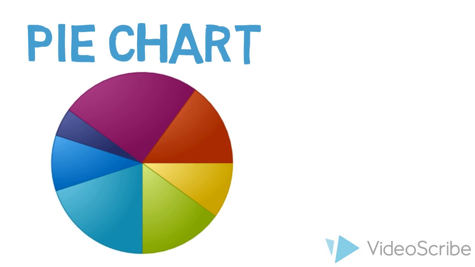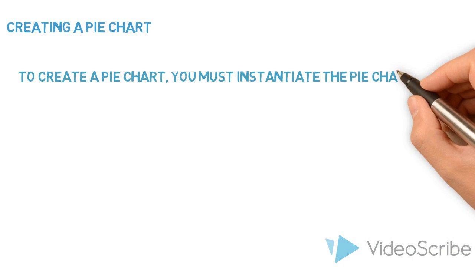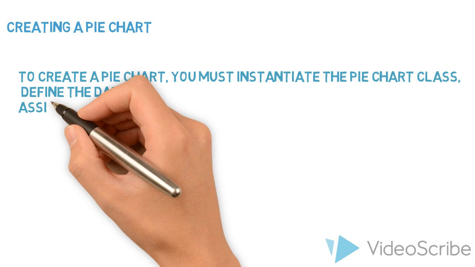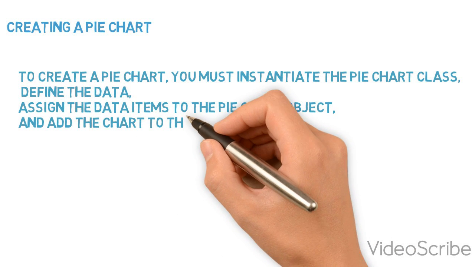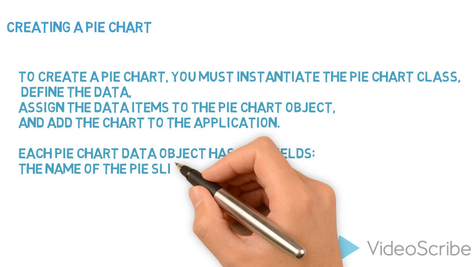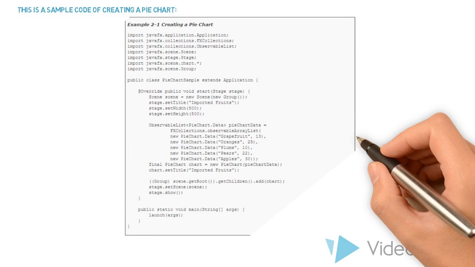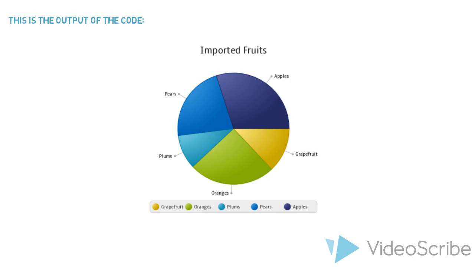Pie chart. Creating a pie chart. To create a pie chart, you must instantiate the pie chart class, define the data, assign the data items to the pie chart object, and add the chart to the application. Each pie chart data object has two fields, the name of the pie slice and its corresponding value. This is a sample code of creating a pie chart. This is the output of the code.